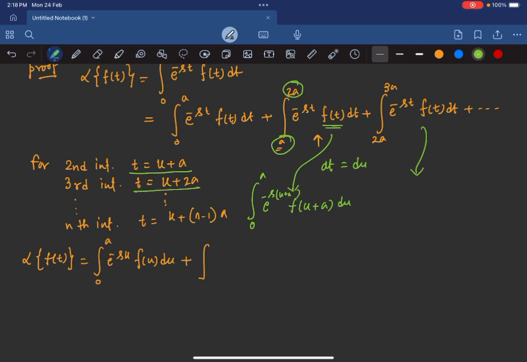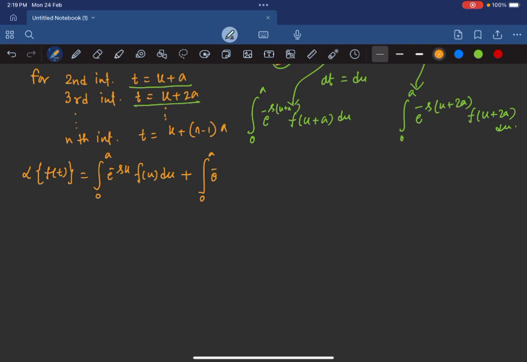Similarly, for the third integral, if you put this one, immediately what you have is the integral from 0 to a of e power minus s times u plus 2a, f of u plus 2a, du. Okay, so like that, if you continue with this setup, you have the integral from 0 to a of e power minus s times u plus a, f of u plus a, du, plus the integral from 0 to a of e power minus s times u plus 2a, f of u plus 2a, du, and so on.